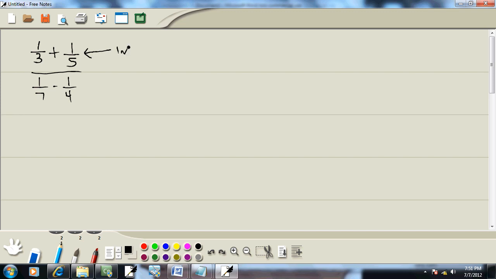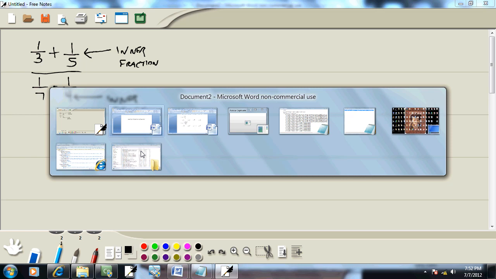This fraction here is an inner fraction. We actually have 4 inner fractions: 1/3, 1/5, 1/7, and negative 1/4. And this particular one here would be an inner denominator. And we have 4 of them. We have 3, 5, 7, and 4. So that's the denominators inside, not the entire one out here, but the ones inside. So keep those in mind.